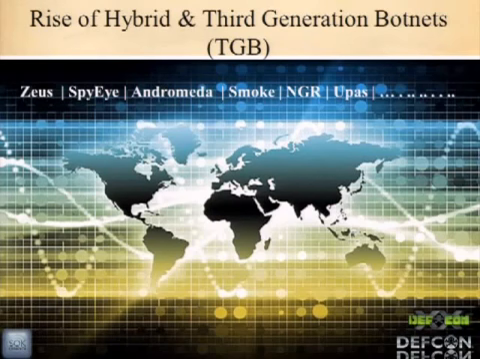It started with Zeus, then came SpyEye, and at present we are looking at Andromeda. Smoke is there, and NGR existed about six months ago and is still going fine, but not as much. Its place has been taken by Andromeda and Smoke, and the upcoming one, which is being built nowadays, is called UPass. Why hybrid? Because some of the botnets are getting properties or characteristics of other botnets. For example, SpyEye harnessed the power of Zeus to get the web injects concept, and NGR is also using a similar approach.